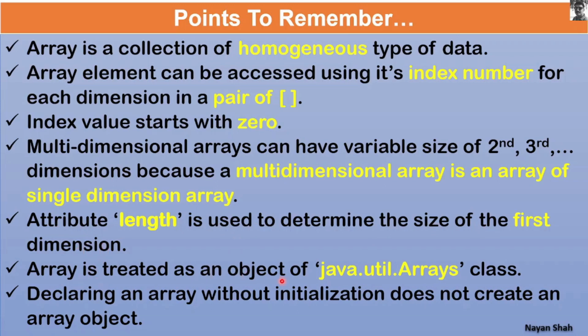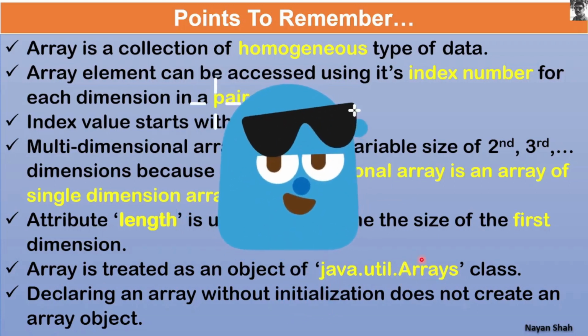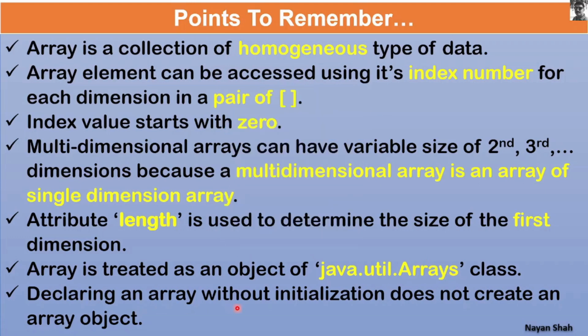An array is treated as an object of the java.util.Arrays class. Here A is capital because Arrays is the name of the class and a class name begins with a capital letter. Declaring an array without initialization does not create any array object. An array object is only created when we initialize that array with certain values. So that is what you need to remember about arrays.